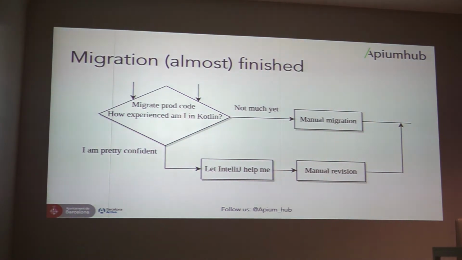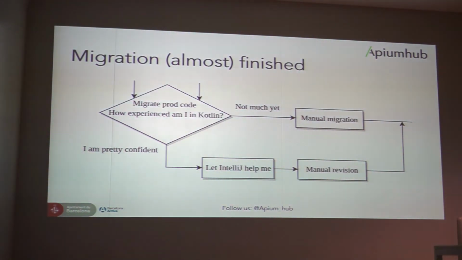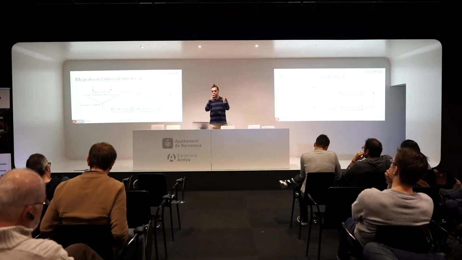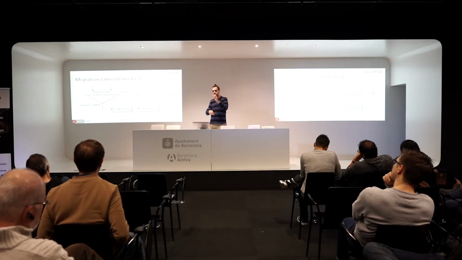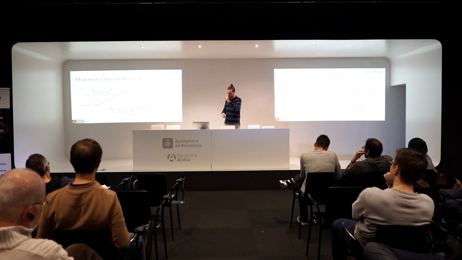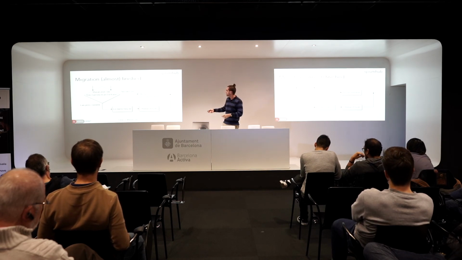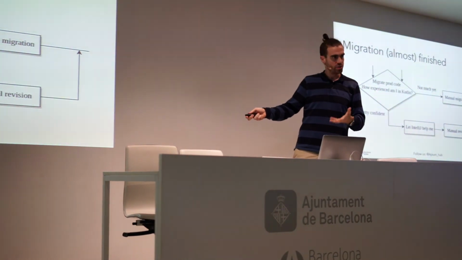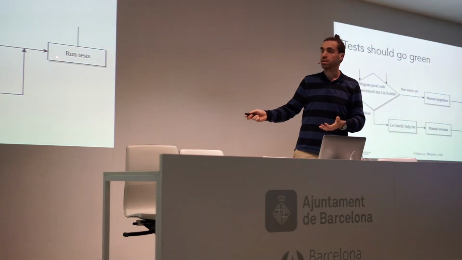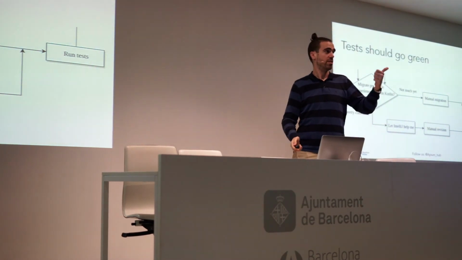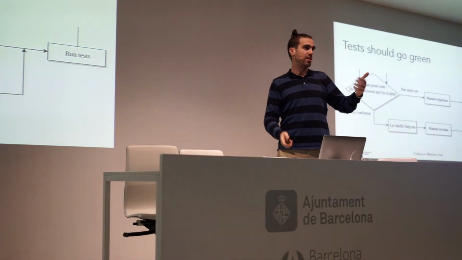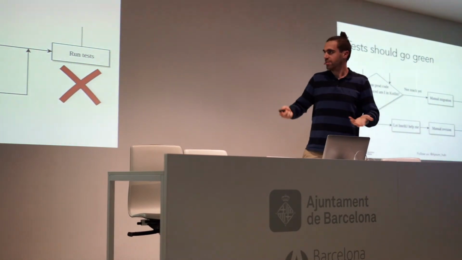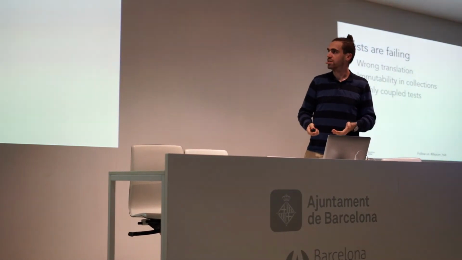So the migration is almost finished. You've taken your tests, you've taken your production code, you've gone slowly and steadily. You're careful. You've applied legacy code techniques. You're almost there. The migration is almost completed. Right? So you either manually migrate or let IntelliJ help you and then check. And you run the tests. So two things can happen. First, tests are green and then you go home happy and work is done. But sometimes things are not working as you expect.